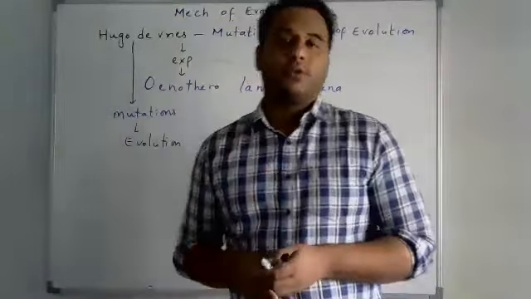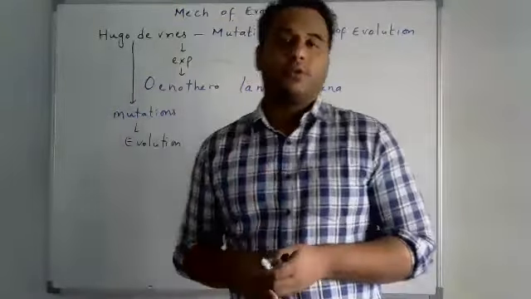Next, according to Charles Darwin, evolution is very slow and directional. That means evolution is following one particular direction. Whereas Hugo de Vries's mutational theory explains that evolution is random, all of a sudden, not gradual, and directionless. There is no one particular direction for evolution to happen.